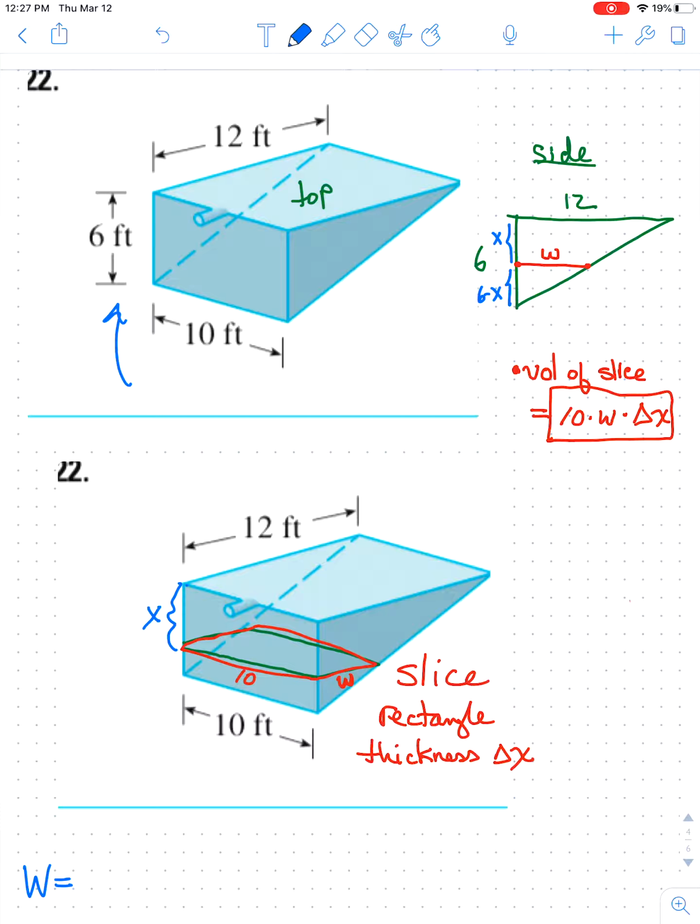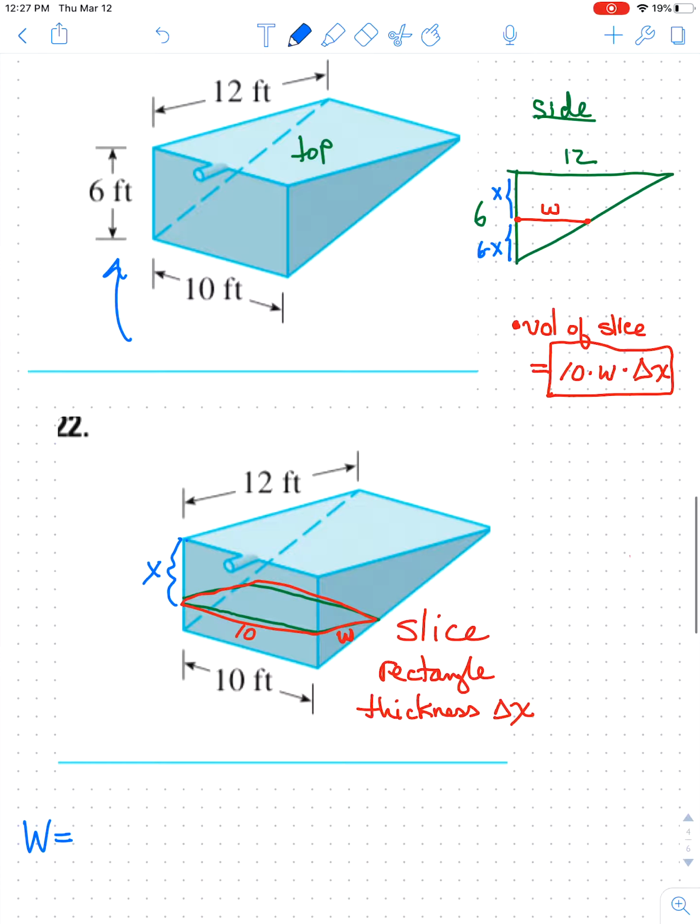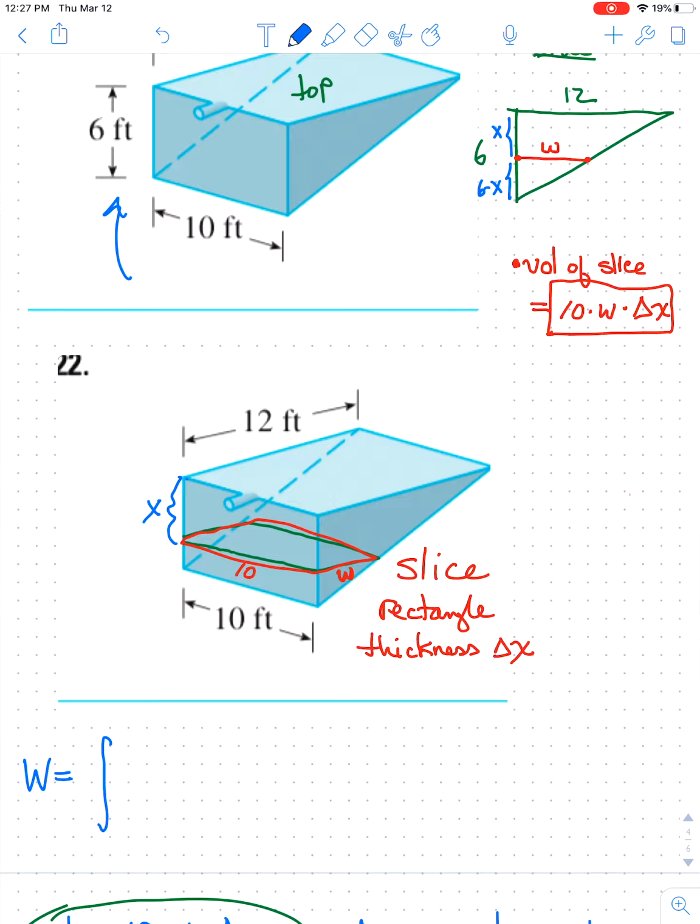And now let's just think big picture. Let's think about what our integral is going to be. So our integral is going to be force times distance. So force is going to be in pounds. And then we're going to multiply that by our distance, which is going to be in feet. And so far, we've set it up so the distance that our slice is traveling is going to be x. So that's going to go in there.